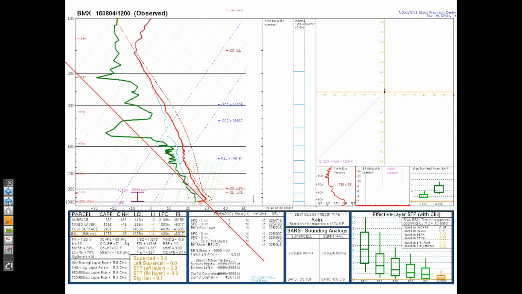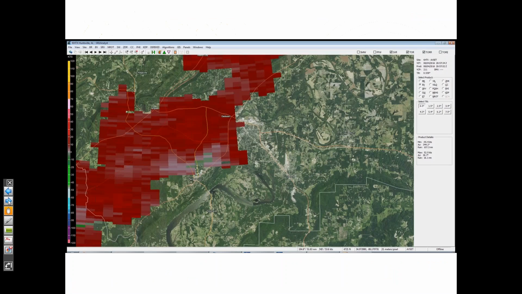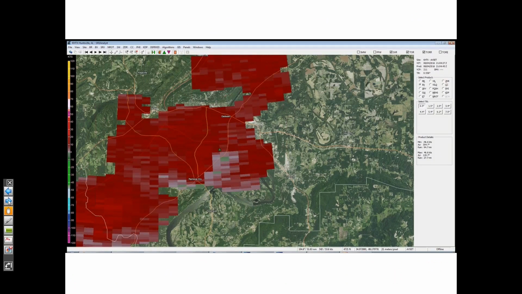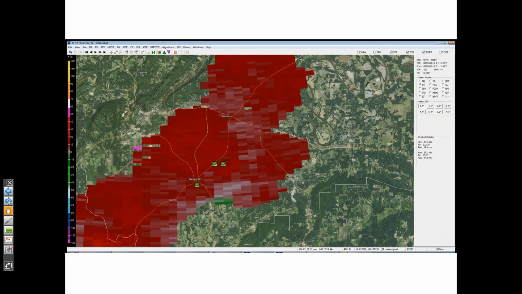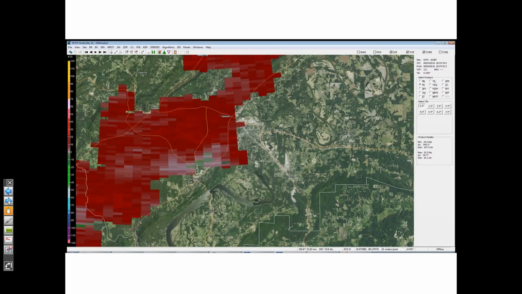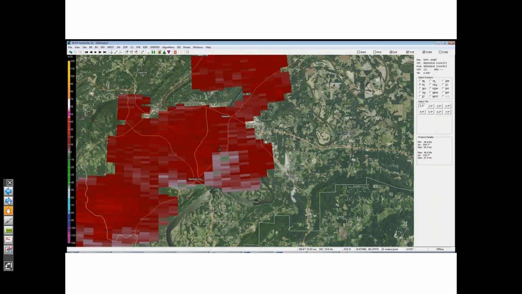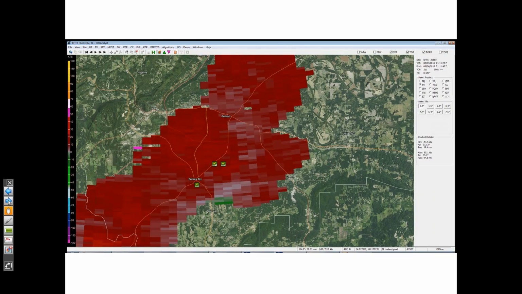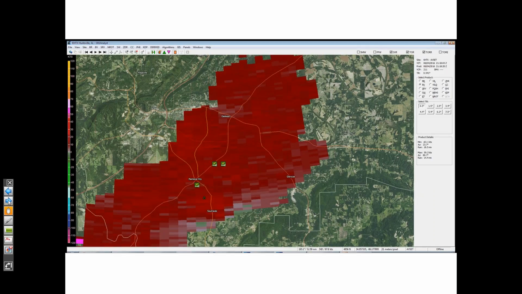Again, going back to the sounding, look at where the dry air is. Look at what happens here at the surface now. So I've animated the surface loop of the velocities. You really don't even have a clue until you get the phone call that there's been damage up there. So again, there are going to be times when we really don't even have a chance.